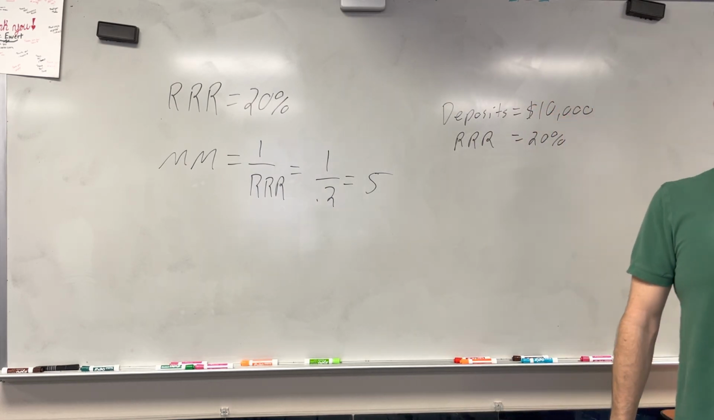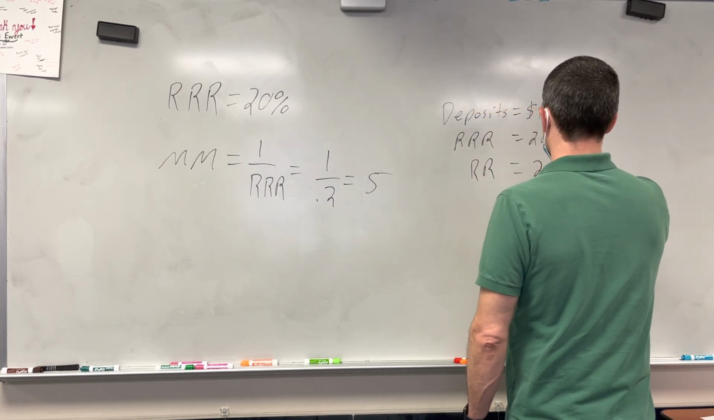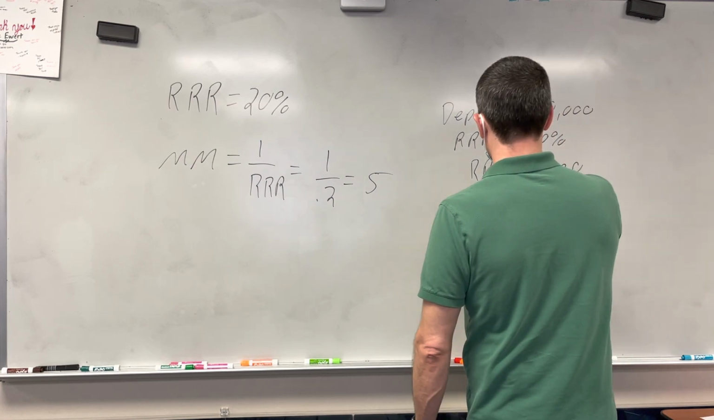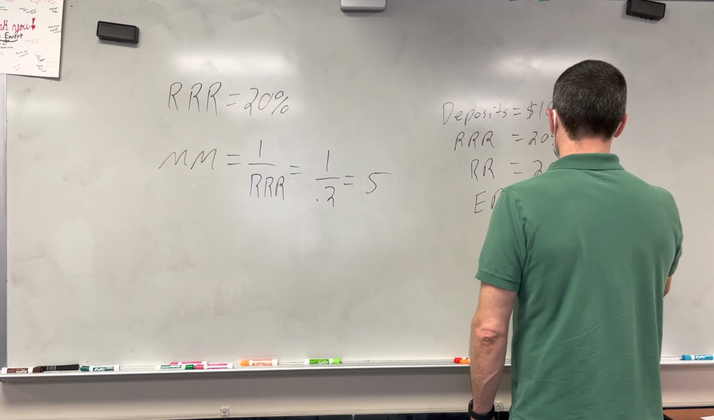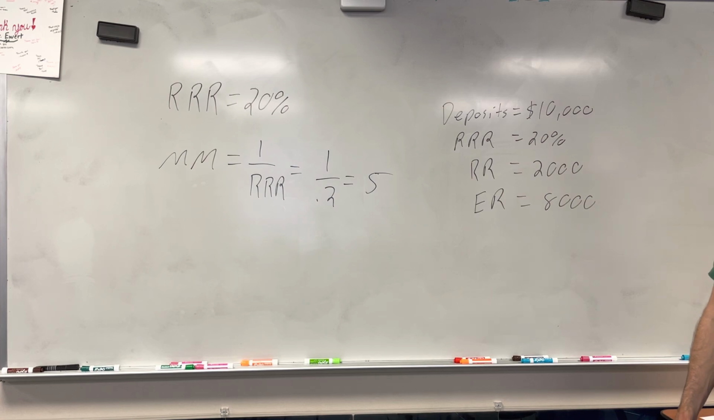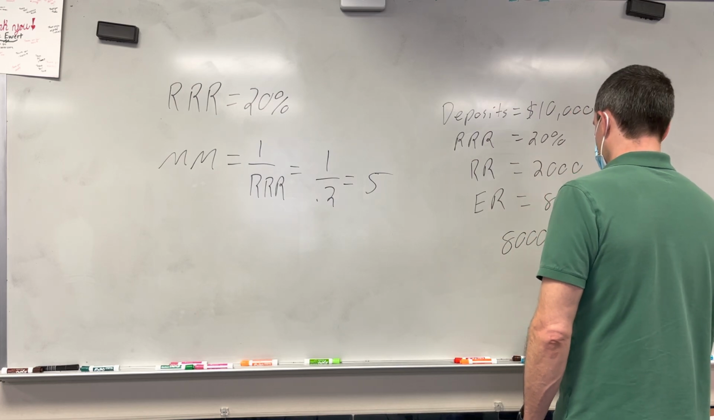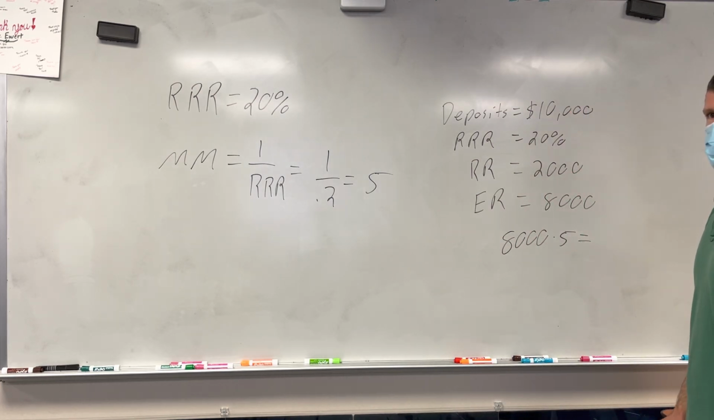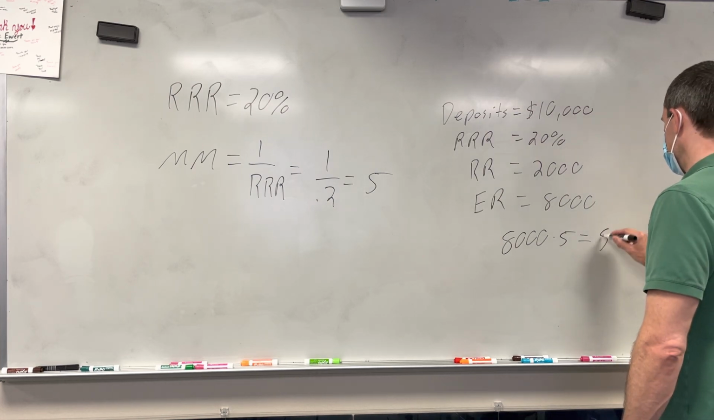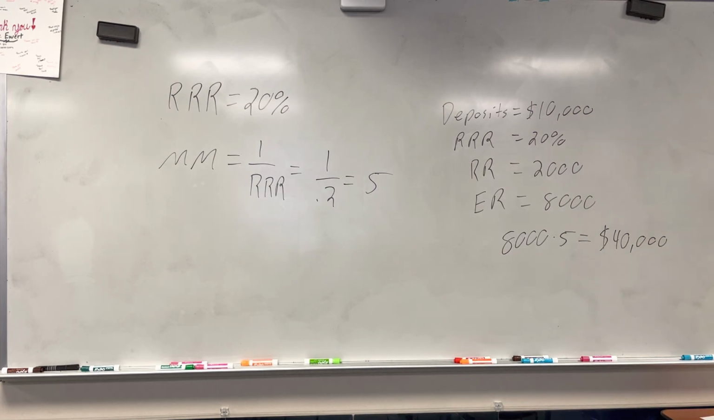What's 20% of 10,000? 2,000. So you had required reserves of 2,000, which means how much was there in excess reserves? 8,000, the rest of it. So this is your initial excess reserves amount. You take the 8,000 times our money multiplier of 5, and that gives you 8,000 times 5. 40,000. So the money supply could increase by a maximum of $40,000.